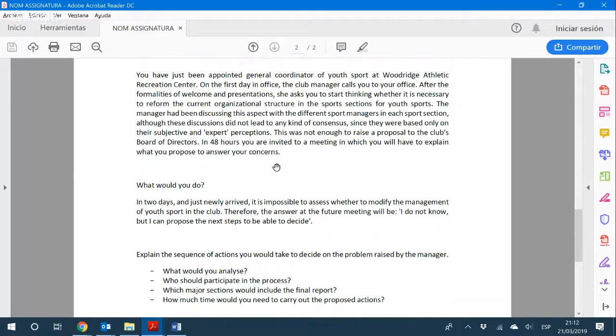I am aware that this is an individual activity, so it is not expected to have a lot of workload for you. And I am aware that the case study of Woodridge Athletic Recreation Center is very long and very detailed. So the objective of this activity number 3 is not to go through and read all the case study in detail. Basically, I use the case study as a kind of excuse to develop this activity number 3.